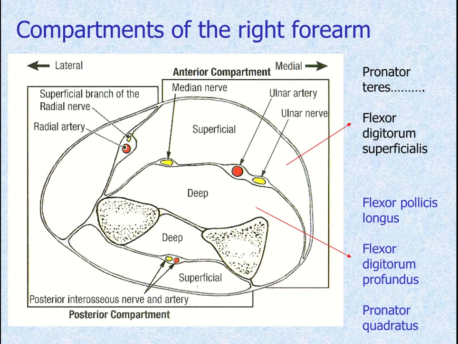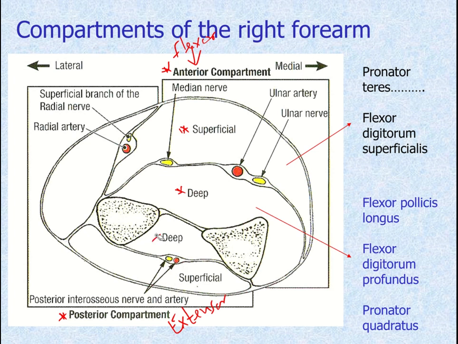When it comes to the forearm, again there is an anterior compartment, as you can see here, and a posterior compartment. But the difference compared to the arm is that in the forearm each of these compartments has two layers of muscles, a superficial layer and a deep layer. The anterior compartment, both in the arm and forearm, can also be called the flexor compartment, because the flexor muscles are in that compartment. And the posterior one can be called the extensor compartment.